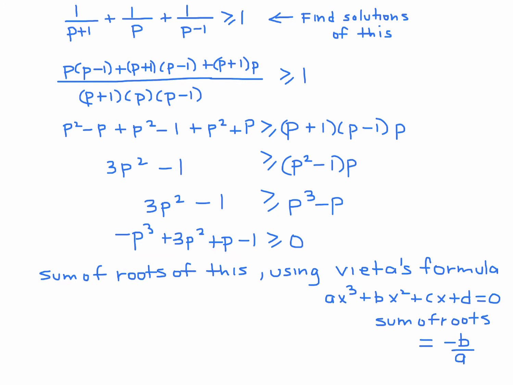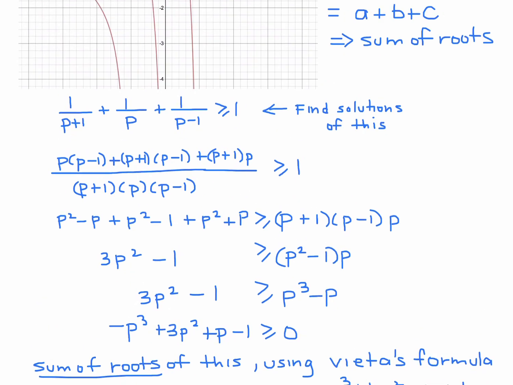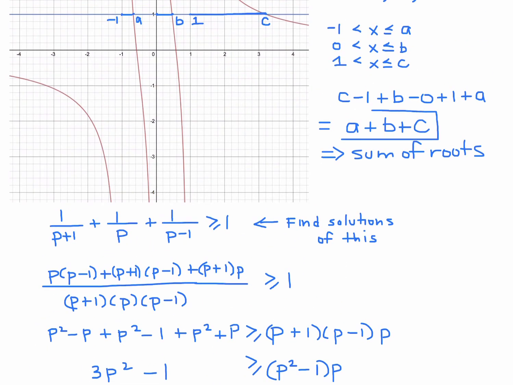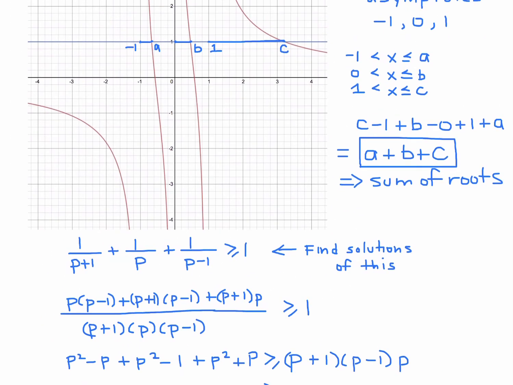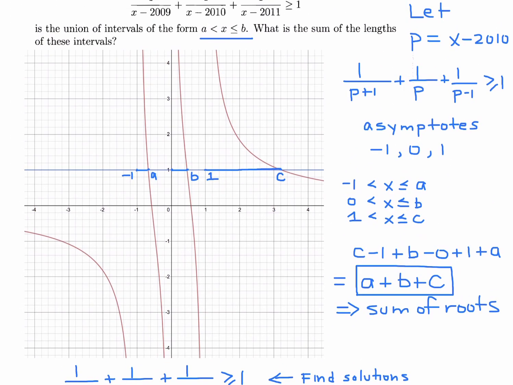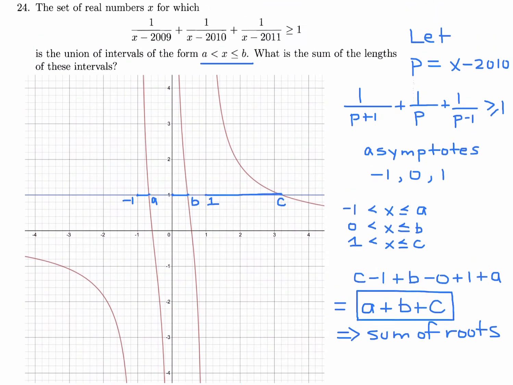So in this polynomial, our minus b over a is going to be, minus b in this case is 3, and our a in this case is -1. So it becomes minus 3 over -1, which is 3. And 3 is the sum of the roots, but the sum of the roots represents the length of those intervals, all added up. So 3 is the sum of the roots, which represents the sum of the lengths of those intervals, and therefore that is the answer to the question.